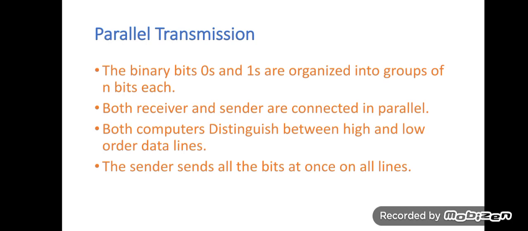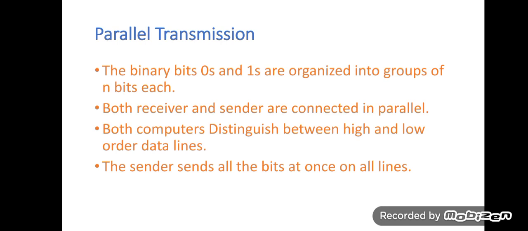Parallel transmission. In this method, the binary bits 0s and 1s are organized into groups of n bits each. Basically, a computer observes its data as binary digits. 1 byte is equal to 8 bits. So, in this method, to send 1 byte of data, we need 8 separate lines, one for each bit. Both receiver and sender are connected in parallel. In this method, the sender sends 8 bits at a time and the receiver receives 8 bits at a time.